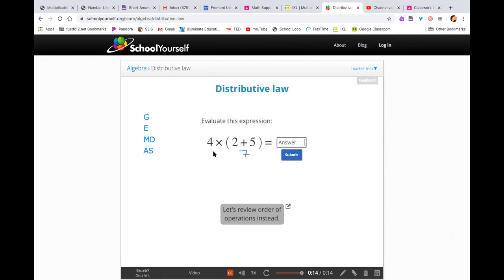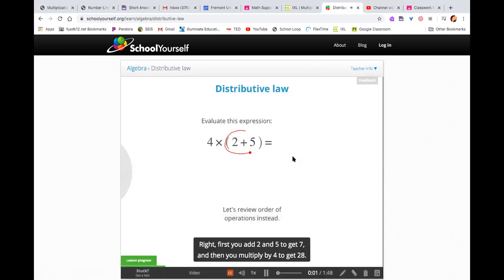And then we bring everything down. So it says 4 times. So it's not 4x. We're using it as times in this example. 4 times 7 is? 28. Okay, so we'll type in 28, see what it says.